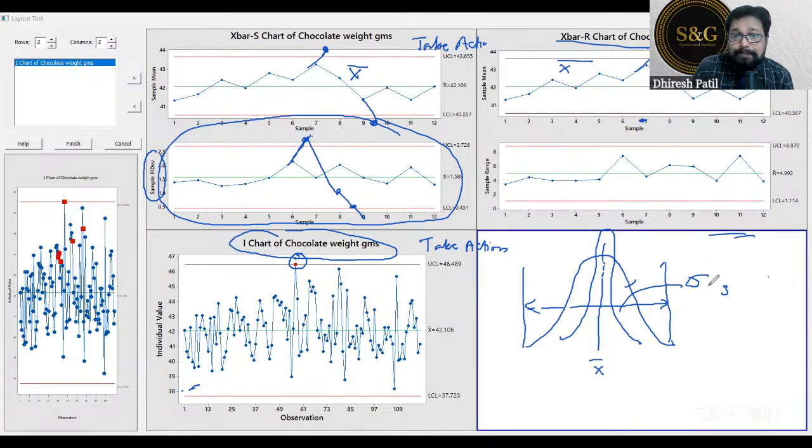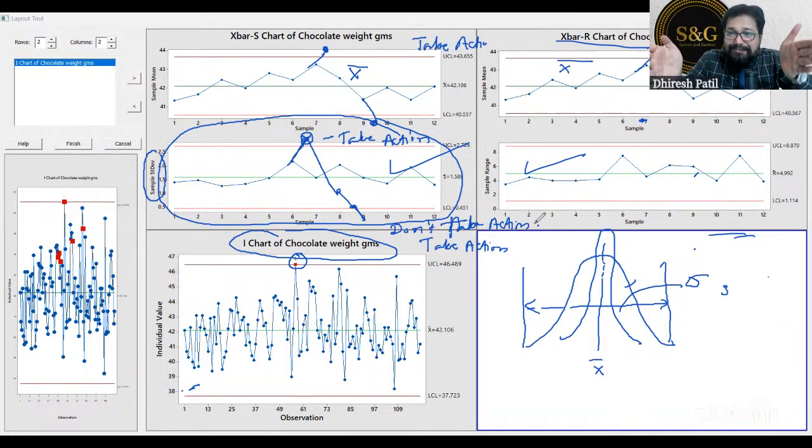So here in this standard deviation chart and the range chart, whenever it goes above the control limit, take action. Whenever it goes below the control limit, don't take action. Because that is what we want. We want the variation to reduce. We have to maintain it. How many of you got this? Just type got it in the chat box. How many of you got it?